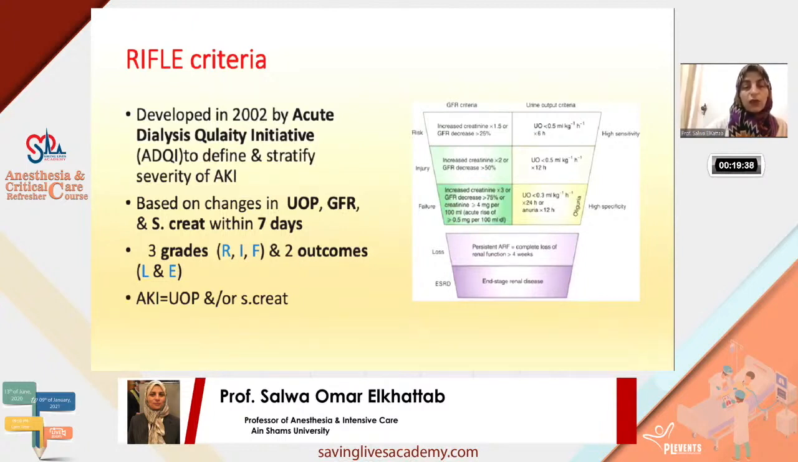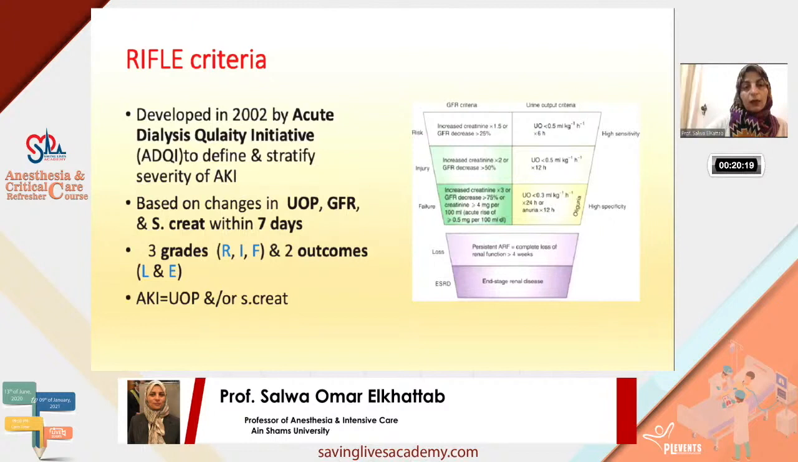This is the test for RIFLE: risk, injury, failure, loss, and end-stage renal disease. You can diagnose acute kidney injury by one of the criteria, either in the urine output and/or in the serum creatinine change. With this criteria, you can put the patient either at risk of acute kidney injury, or in injury itself, or in failure, and you might diagnose loss or end-stage renal disease. It's a very useful criteria with sensitivity for identifying patients at risk.